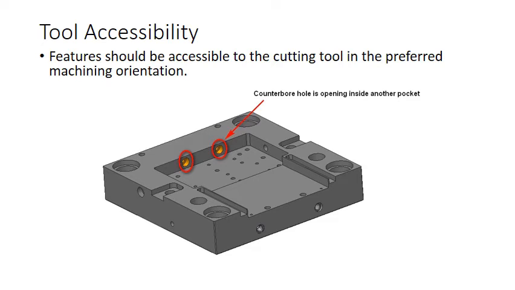Tool accessibility is also a very important feature. The feature should be accessible to the cutting tool in the preferred machining direction. In this, the counterbore hole is opening inside another pocket and it is very difficult to machine them.